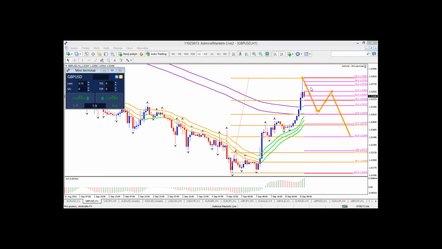Maybe if it hooks back to, let's see, 153.70, could be a bit better because then the risk is 25 pips and the reward is maybe some 65, so that's a bit better. But at the moment, I would say the reward to risk is not that much there.